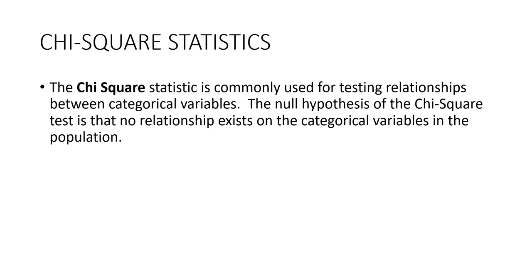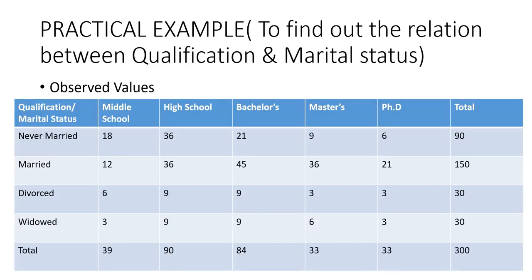So what is chi-square statistics? The chi-square statistic is commonly used for testing relationships between categorical variables. I already told you, the null hypothesis of the chi-square test is that no relationship exists between the categorical variables in the population. That is the null hypothesis of the chi-square statistic.